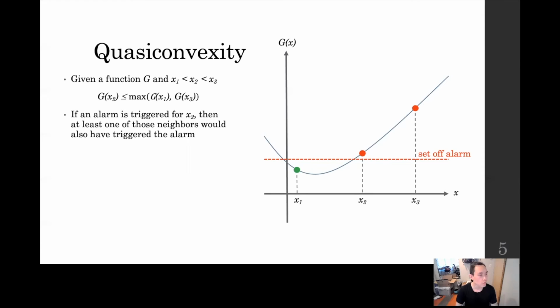It's quite liberal. And importantly, what this implies for threshold functions is that if x2, that middle value, successfully triggers the alarm, we know that at least one of its neighbors on the outside, x1 or x3, will also trigger the alarm. So in some sense, that middle value, x2, becomes superfluous.